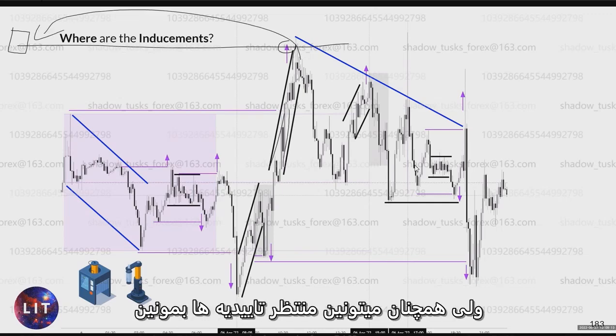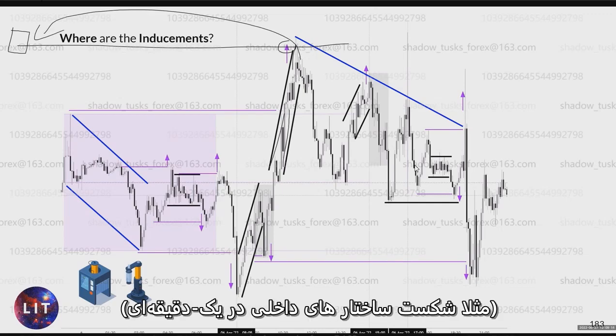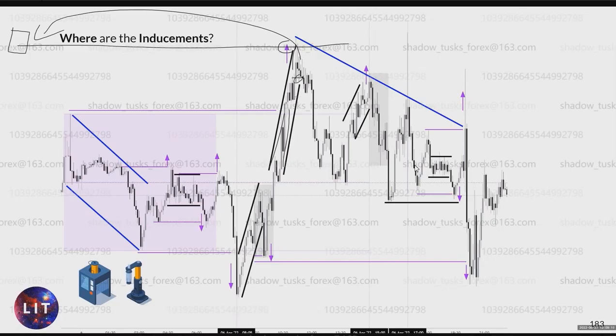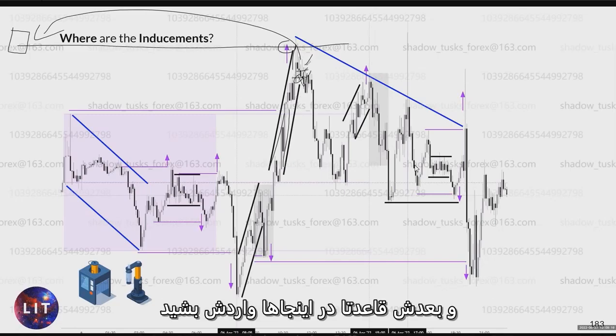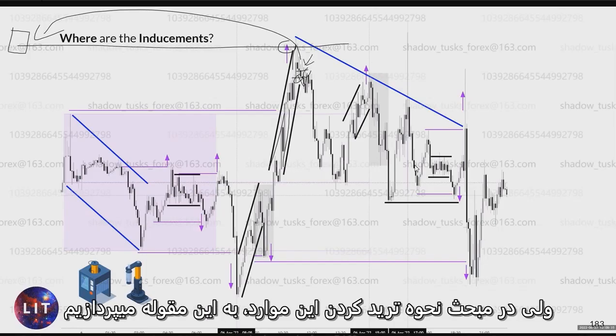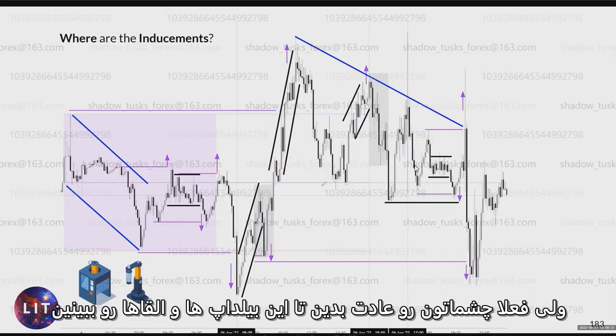Then you still can wait for confirmations, right? Let's say internal breakout structures in a 1 minute, and then, of course, enter it somewhere in here. That's all possibilities, but we will obviously dig into that when we dig into how to trade that stuff, okay? But for now, train your eye about seeing these build-ups and the inducements.